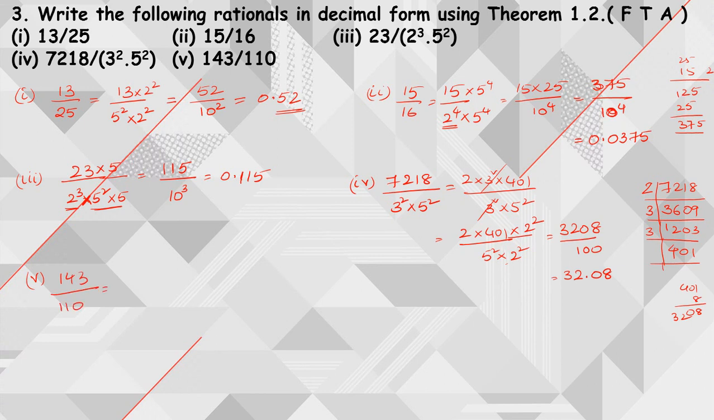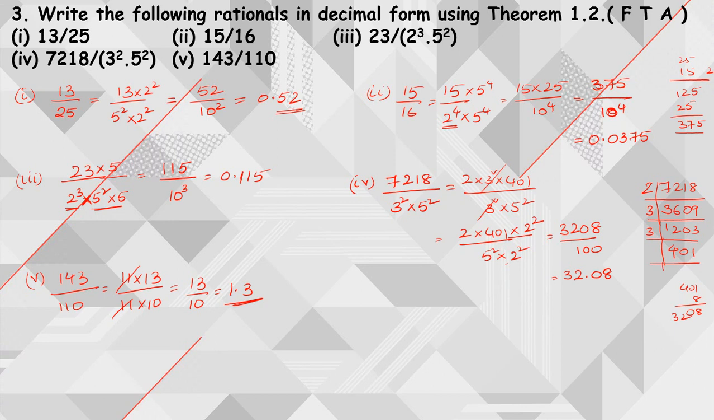Next, moving on to the fifth one, 143 by 110. 143 I can write as 11 into 13 divided by 11 into 10. Now 11 gets cancelled. Finally I am left with 13 by 10. So this I can write as 1.3. Likewise, if you observe carefully, there are some common factors which on cancellation give us the decimal value, right?